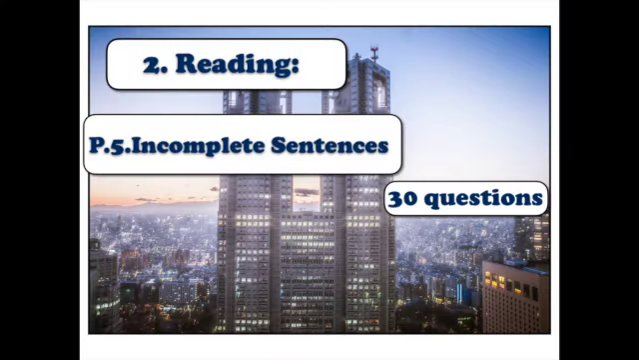So part 5 of the test, which is the first part of the reading test, is called incomplete sentences. This part is made up of 30 questions. So there will be 30 sentences with one word or phrase missing.